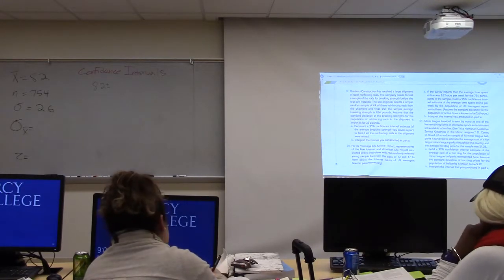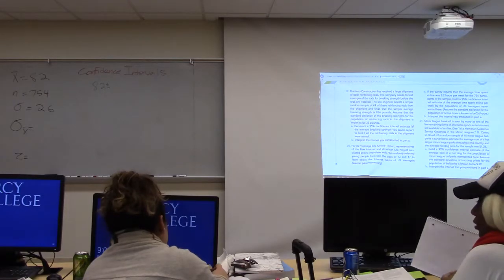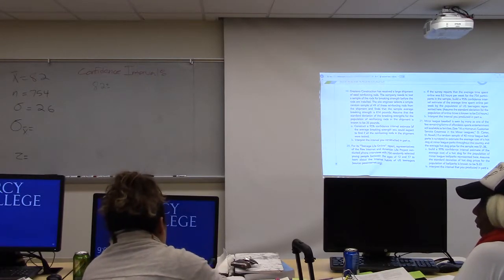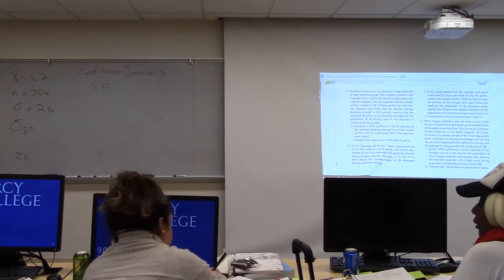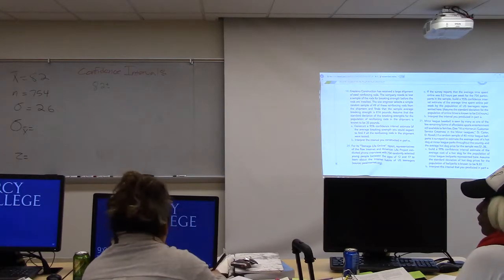So there would be 95% in between those two. There'd be 2.5% in either tail. So you times this by 2 and then add it, and then subtract it?